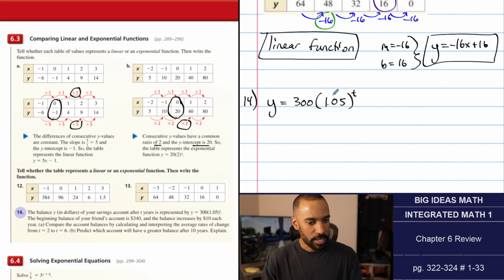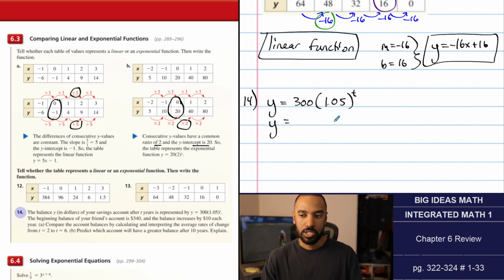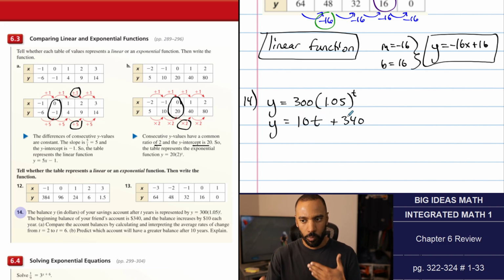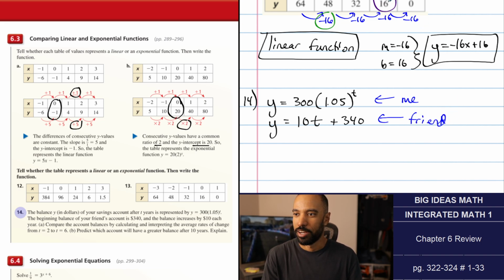Is t in years for... Yeah, t is years for this one. So this is me, I guess. This is friend. So friend can be... It's linear. It starts at 340, and they increase $10 each year. So like this. We have one and the other. So me or you, however you want to call it, me and friend. Friend.